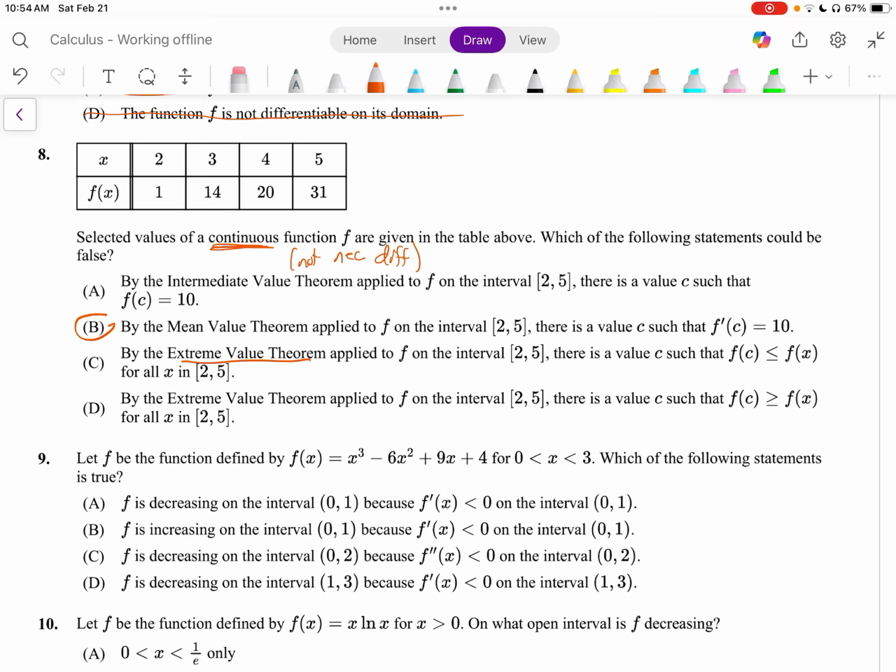The extreme value theorem just needs continuous. We don't need to look into any of the details there because the only one that can't be used, we know the mean value theorem can't be used because it never said it was differentiable.